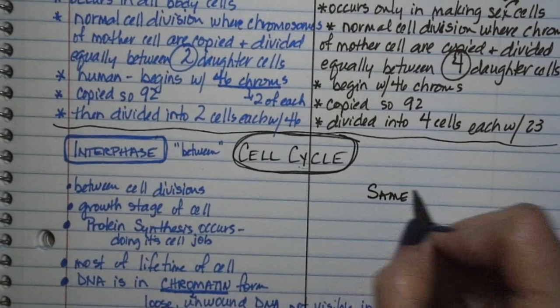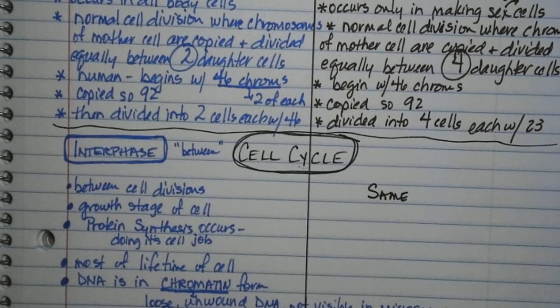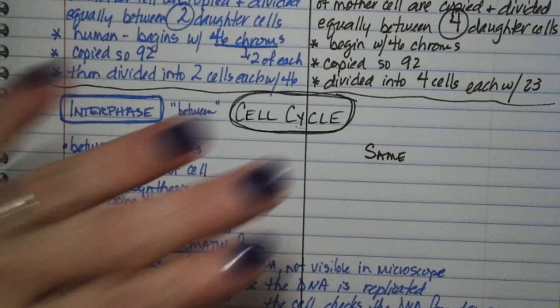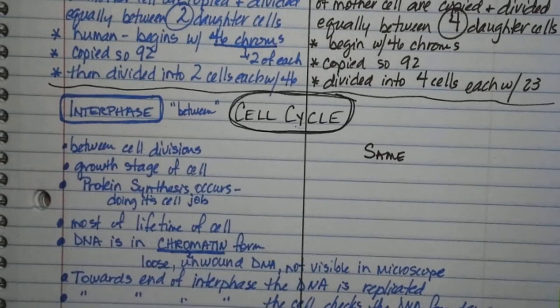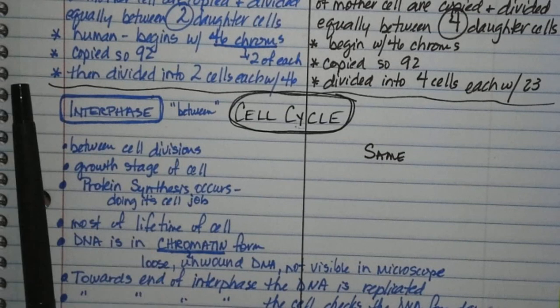So during interphase, the cell's doing its little cell job, it's making proteins, the DNA is in this loose kind of spaghetti chromatin form, and it's making copies, it's making proteins, it's doing everything it needs to do. And then towards the very end of interphase, the DNA makes a copy of itself, the whole long strand, and it checks it for accuracy. So the cell's going to check all that stuff. Okay, so let's move on to the next one.